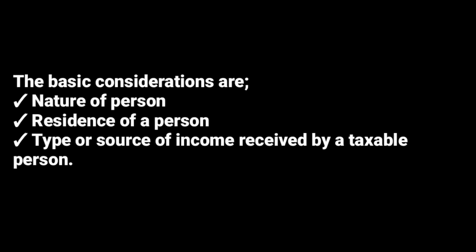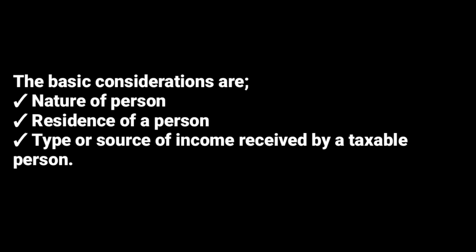First is the nature of the person, then the residence of the person, and the type or source of income received by the taxable person. Those are the 3 main considerations that we use when determining a person's tax obligation.